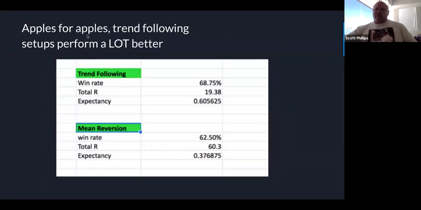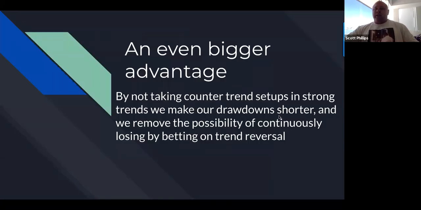So here is the performance. This is the real world performance of trend following setups versus mean reversion setups. So the win rate, 68.75 compared to 62.5. The total R is 60.3 compared to roughly 20. So this is 75% and 25%. But the expectancy per trade, look at the difference. This one performs at 0.6 expectancy. Mean reversion performs at 0.37 expectancy. So the 0.6 expectancy is just a huge bonus. It's better than you have any right to expect. Now, there's an even bigger advantage to trading trend following as well.